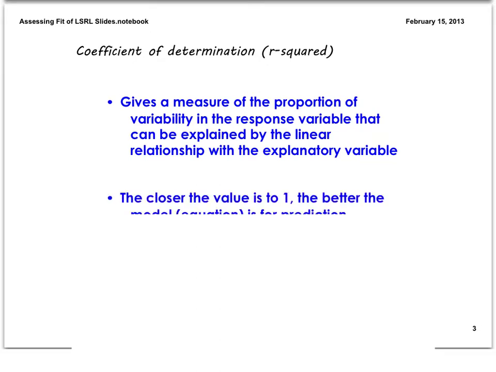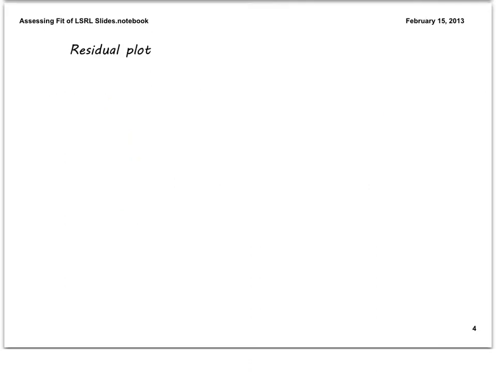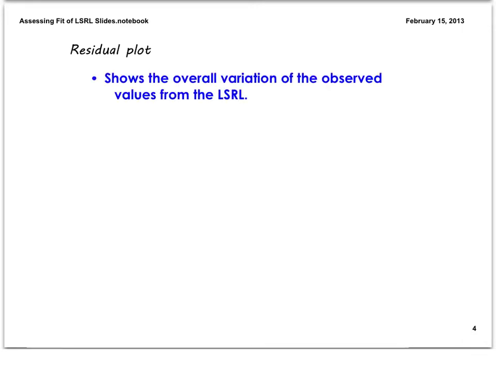And so the closer that value is to 1, the better the model or equation or line is for making predictions. And the last technique we want to use is to look at the residual plot and determine what we see. So the residual plot just shows the overall variation of the observed values from the least squares regression line. Remember that in general, we calculate the residuals by taking observed minus predicted. If you don't remember that, you may want to go back to video 3.